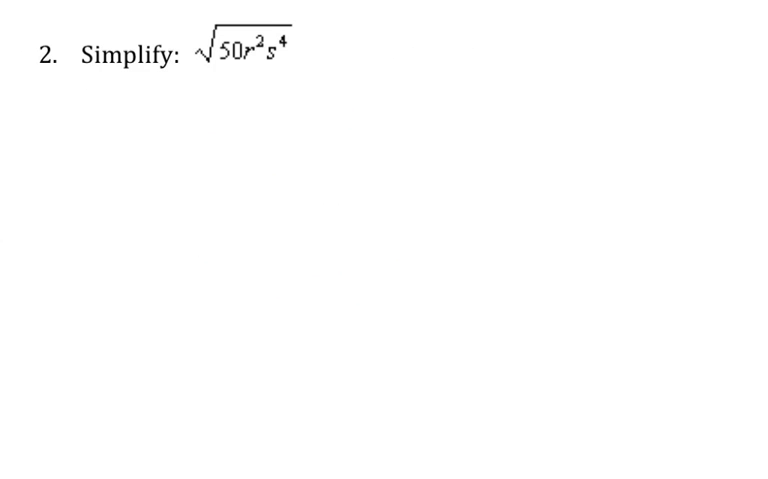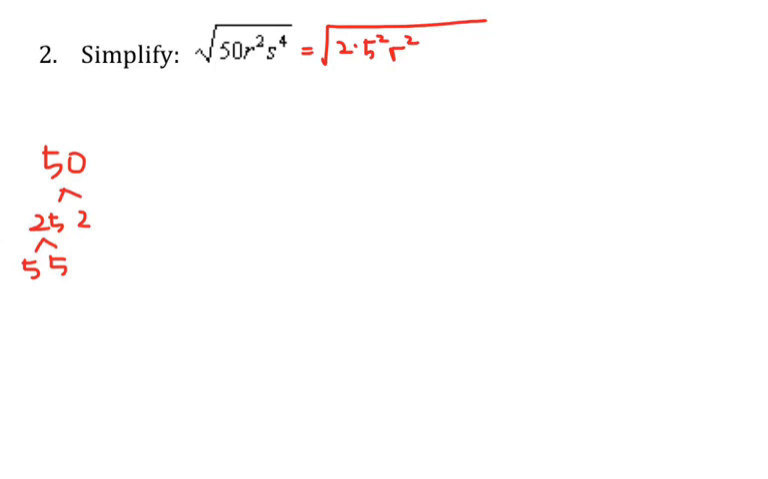Alright, let's look at the second question. They want us to simplify this one. Since we have a square root, what we're looking for is squares. If we look at 50 for a second, that's equal to 25 times 2, and 25 is 5 times 5. Then this can be rewritten as 2 was already there, and then 5 squared. That's great because we are looking at a square root, and r squared, once again, is just squared.